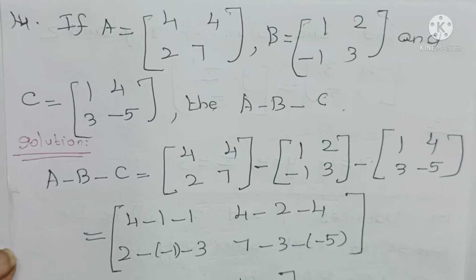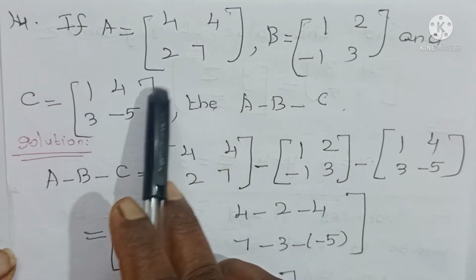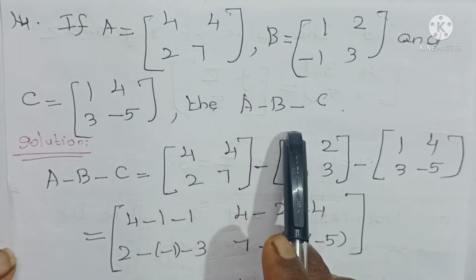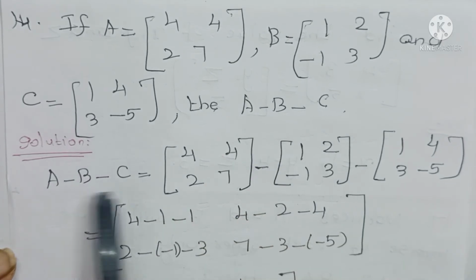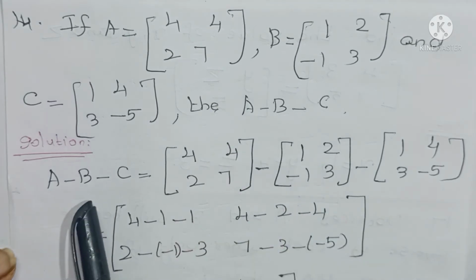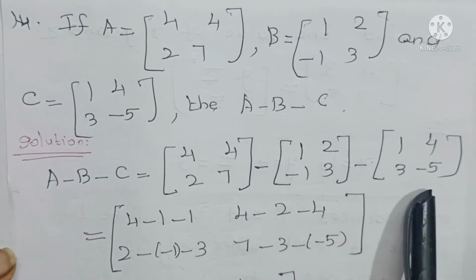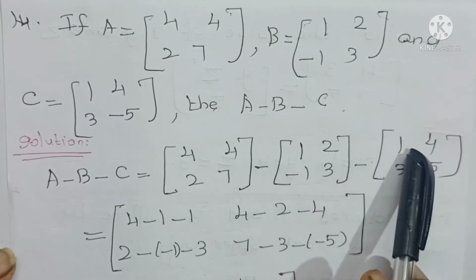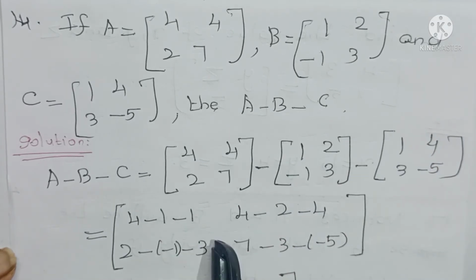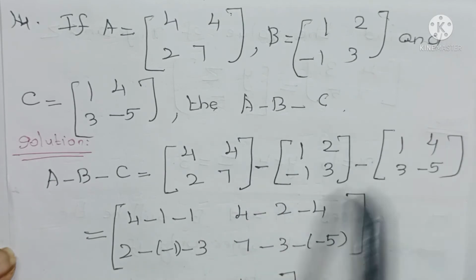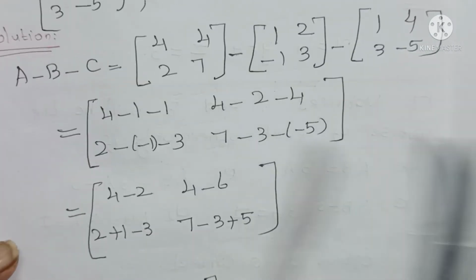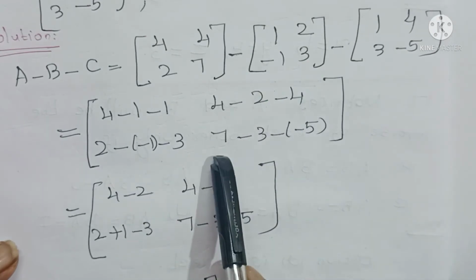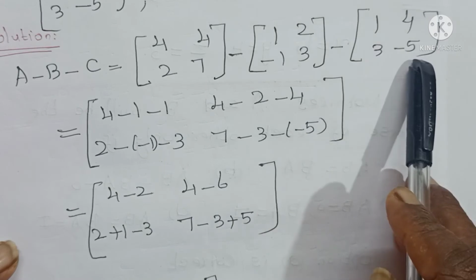Let's move on to the 14th question. If A is equal to [4, 4, 2, 7], B they have given, C they have given, you have to find A minus B minus C. So you have to substitute the values of A, B, C here. So A minus B minus C. You have to subtract the corresponding elements. 4 minus 1 minus 1 here. 4 minus 1 minus 1. Then next 4 minus 2 minus 4. 4 minus 2 minus 4. Next 2 minus 1 minus 3. Here 7 minus 3 minus of minus 5.